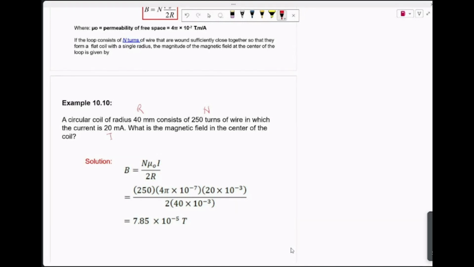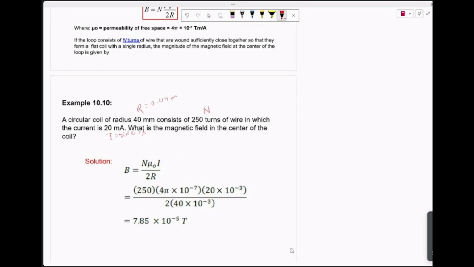Remember, and remember many times, that you need to be aware of the unit. Change every unit into SI unit before you do anything. So you can simply write down R is 0.04 meter. Done. I, the current, is 20 times 10 to the power of negative 3 ampere.